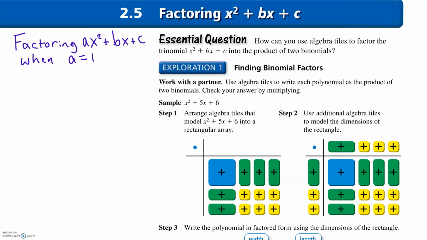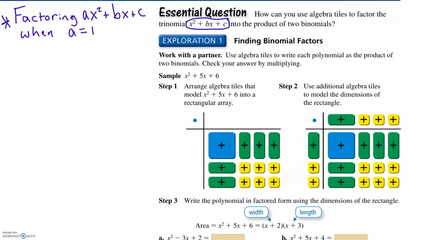The next two sections are going to talk about factoring ax squared plus bx plus c. And today we're going to look at what happens when a is 1. So if a is 1, we just have x squared plus bx plus c. So today we're factoring trinomials x squared plus bx plus c. And I want you to do a little bit of exploring here with the algebra tiles.